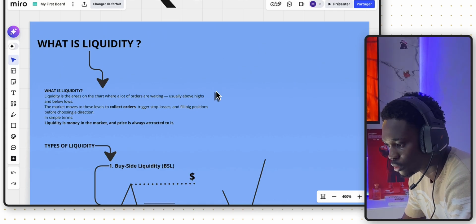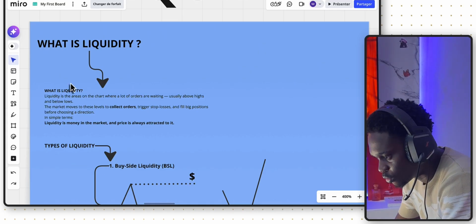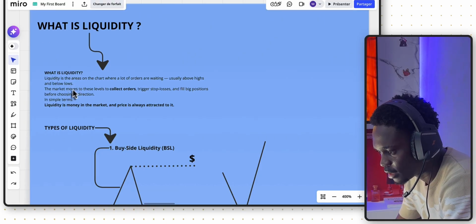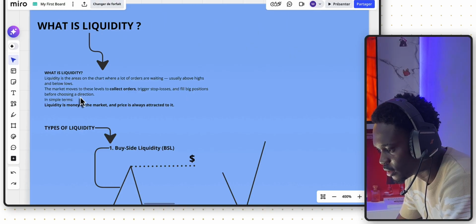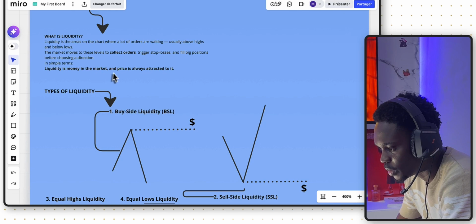In this new episode, you are going to learn liquidity. What is liquidity? Liquidity is the area on the chart where a lot of orders are waiting, usually above highs and below lows. The market moves to this level to collect orders, trigger stop losses, and fill big positions before choosing a direction. In simple terms, liquidity is money in the market and price is always attracted to it.